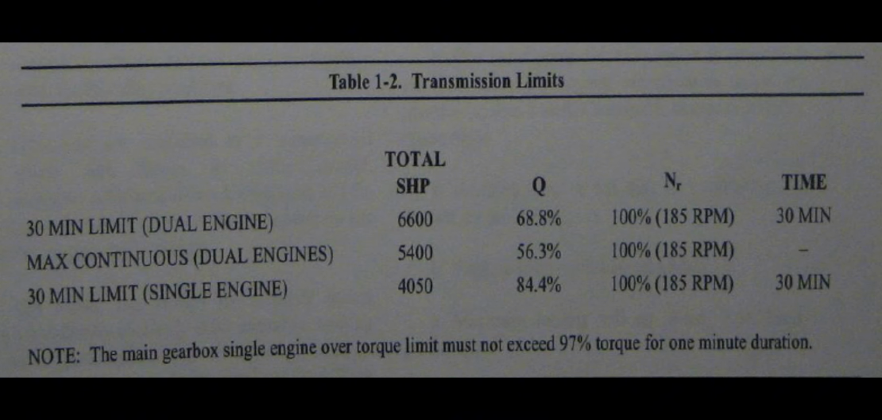Oil pressure: 40 psi minimum, 120 psi maximum. Normal range is 50 to 65 psi. Oil temperature: negative 15 degrees Celsius minimum, 140 degrees Celsius maximum. Normal is 40 to 130 degrees Celsius. Precautionary is 115 to 140 degrees Celsius.